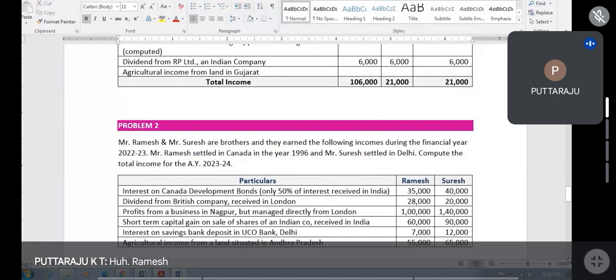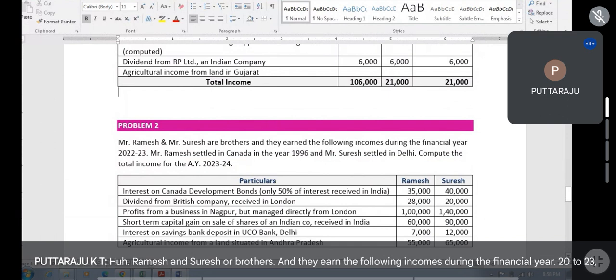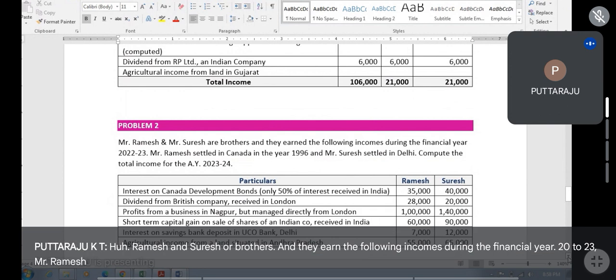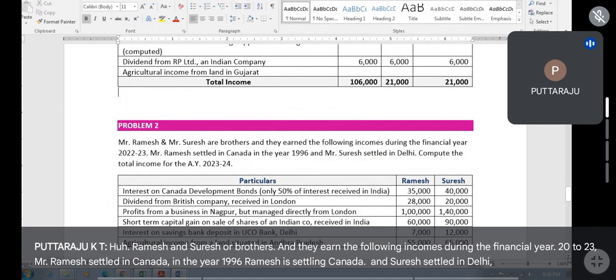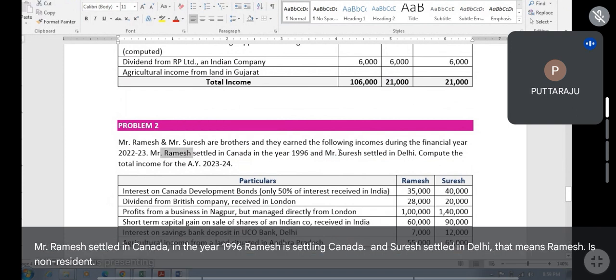Ramesh and Suresh are brothers and they earned the following incomes during the financial year 22-23. Mr. Ramesh settled in Canada in the year 1996. Ramesh is settled in Canada and Suresh settled in Delhi. That means Ramesh is non-resident, Suresh is resident. Right?